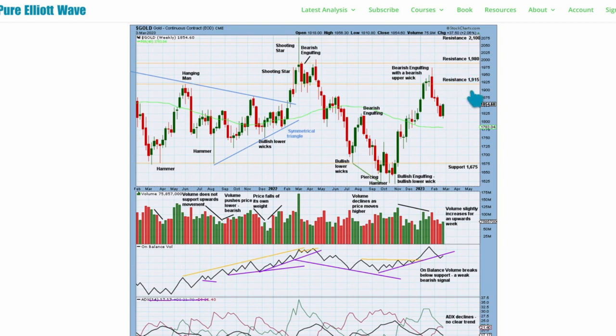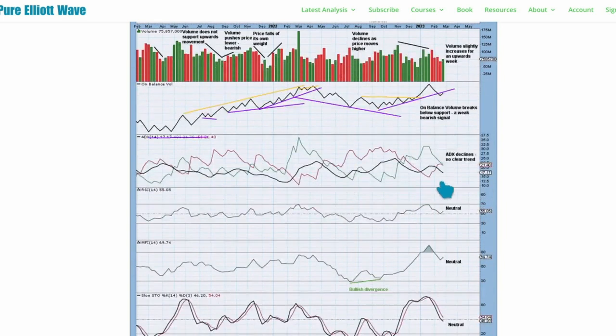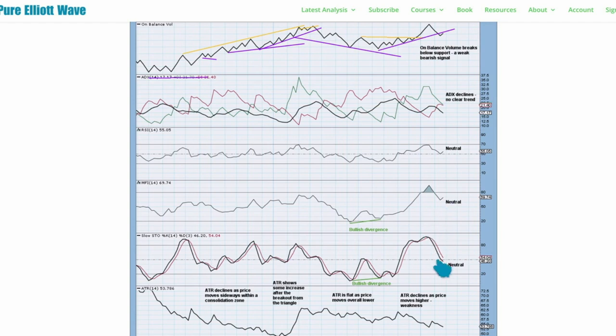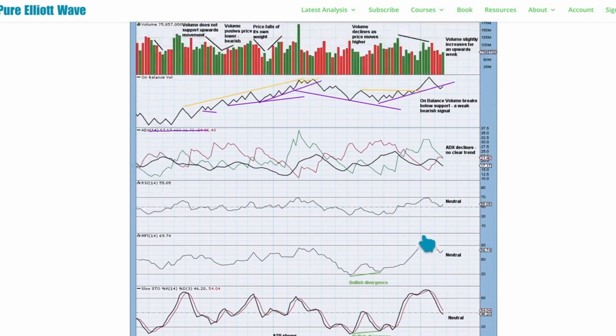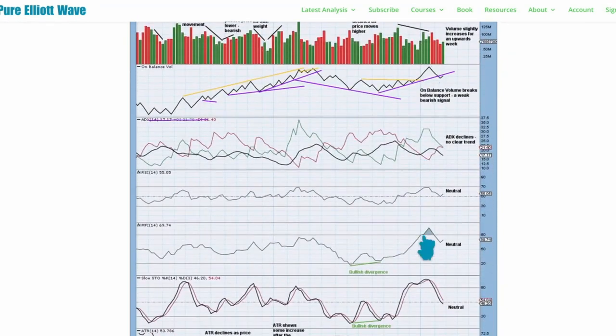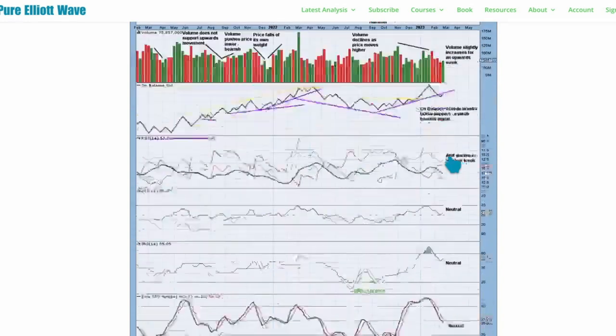Next resistance, 1915. On balance volume gave us a weak bearish signal. This weak resistance line may assist a halt to rise in price, but it really is very weak now, and it's been weakened further by that breach. ADX is declining. There's no clear trend at the weekly chart level. RSI, money flow, stochastics all neutral. Price reached resistance 1980.